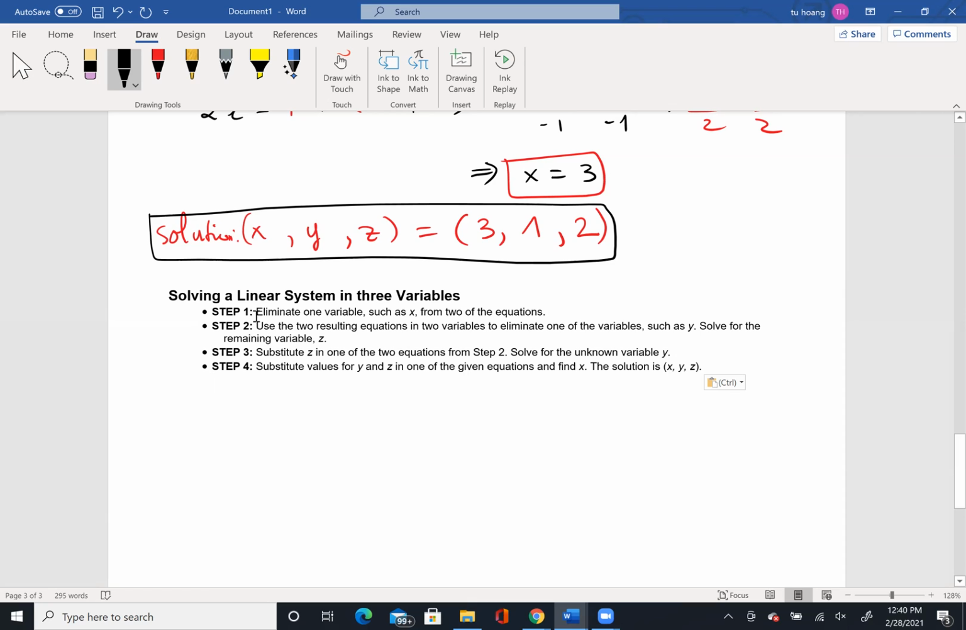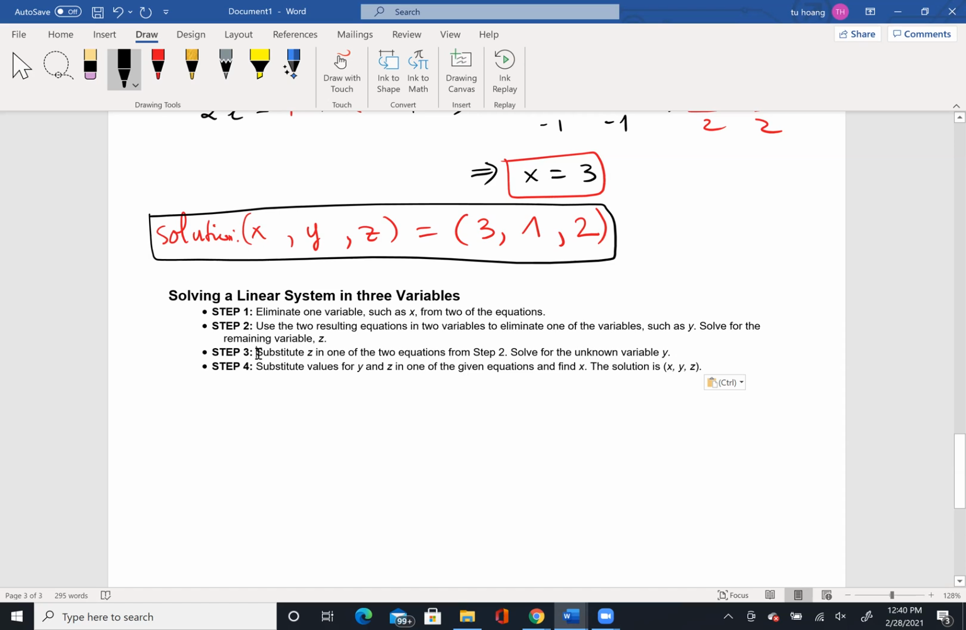step number 1, you need to eliminate one variable such as x from 2 of the equations. And then step number 2, you're going to use the 2 resulting equations in 2 variables to eliminate one of the variables such as y, and then solve for the remaining variable, which is z.